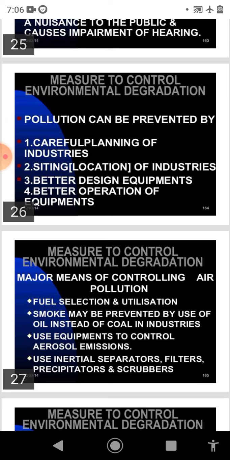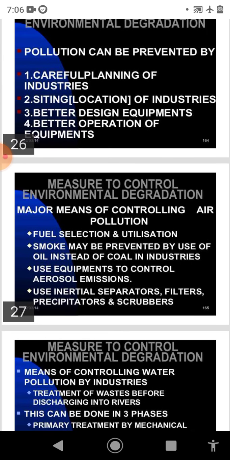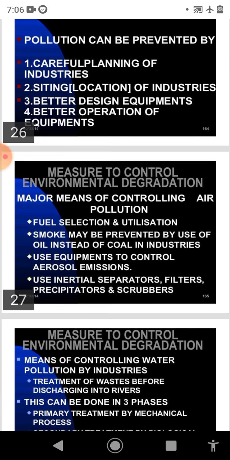Then rainwater harvesting. It must be encouraged to meet water requirements of the industry. Then proper water treatment. Treating hot water and effluents before releasing them in rivers and ponds. Treatment of industrial effluents can be done in three ways.